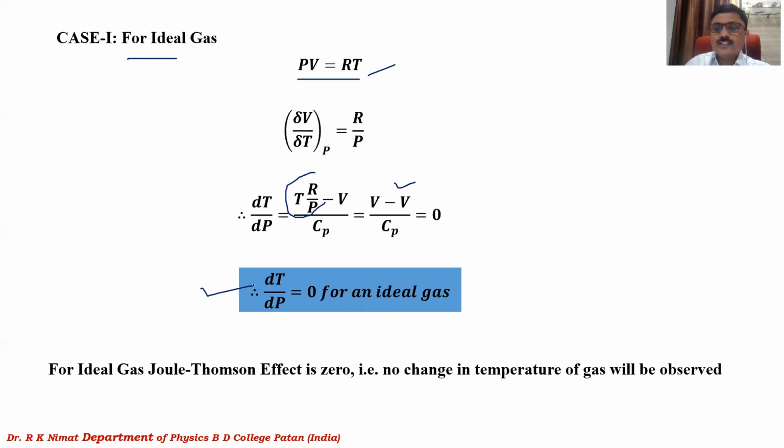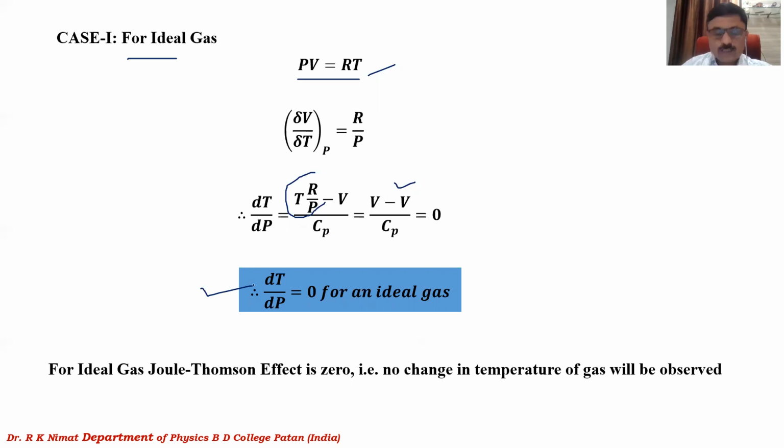That means for an ideal gas, the Joule-Thomson effect is 0. That means no change in temperature will be observed in the case of an ideal gas. It means the Joule-Thomson effect is not observed in an ideal gas. So this is the case for the ideal gas.